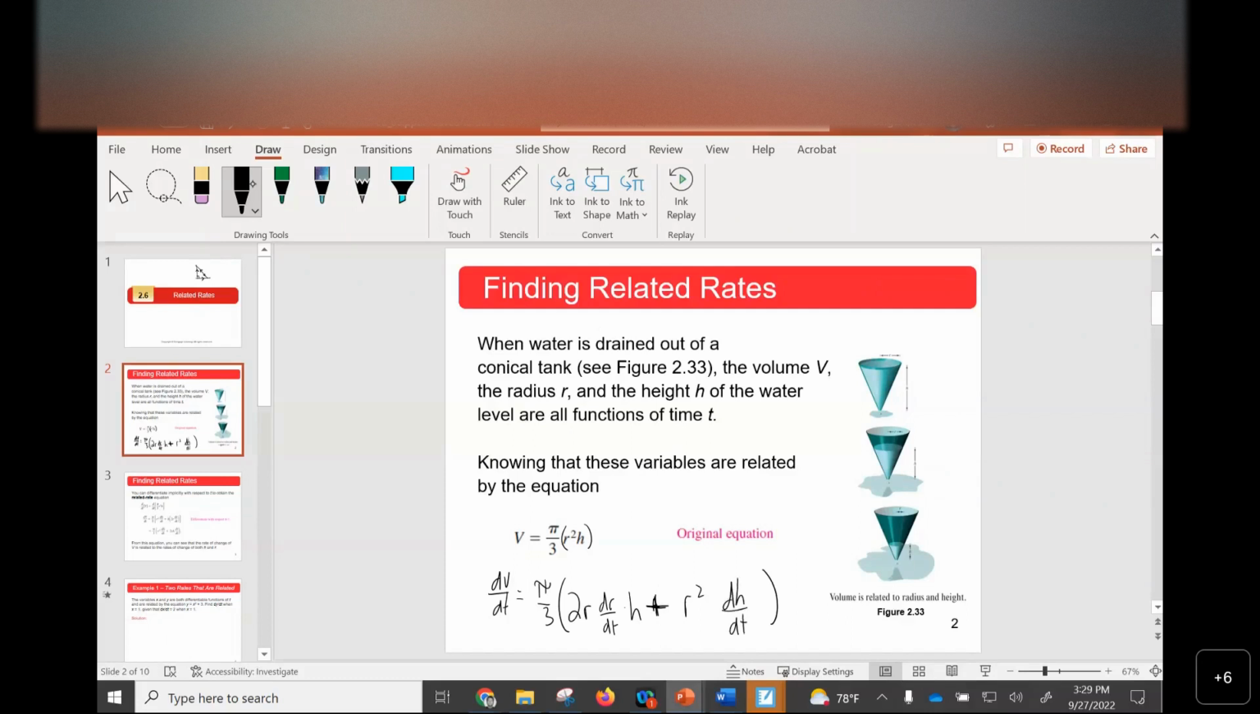I'm going to switch to dH/dt, dr/dt. Very good. That's it. That's implicit differentiation, right? Where they're all functions of time. They're all implied functions of time. So we differentiate with respect to time.